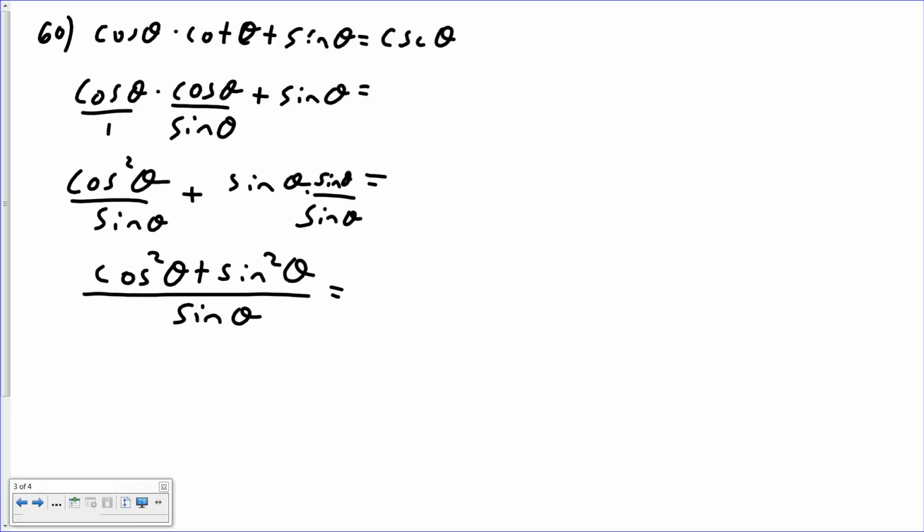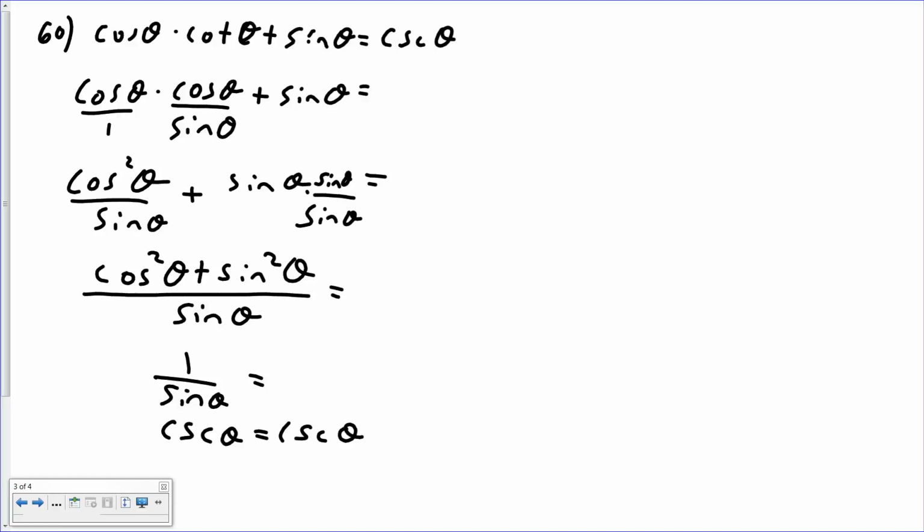And then we have cosine squared theta plus sine squared theta equals 1 with the Pythagorean identity, 1 over sine theta. And then with the reciprocal identity, we have cosecant theta equals 1 over sine theta. This is a good problem. It involves fractions, reciprocal identities, Pythagorean identities, ratio identities.